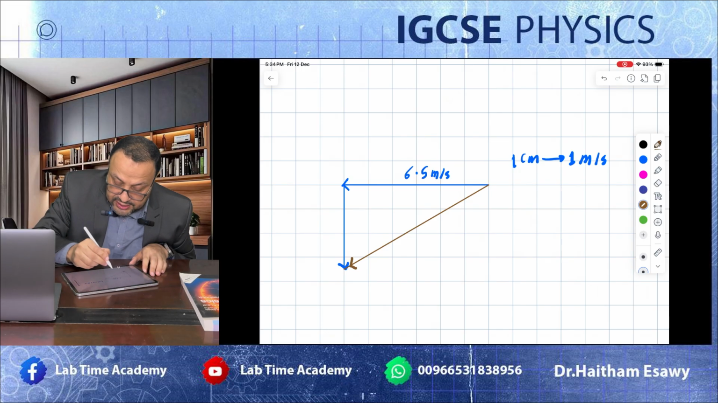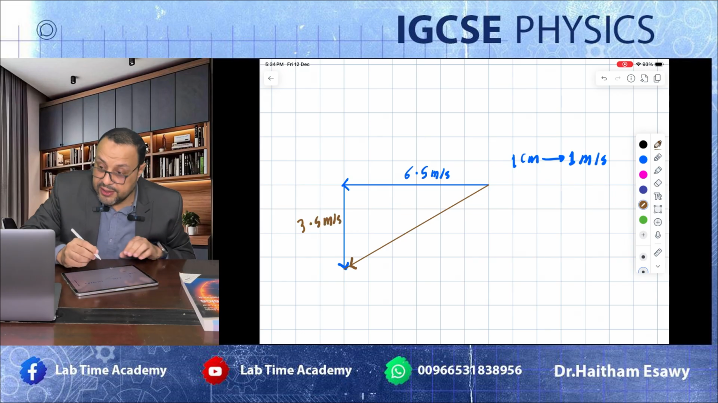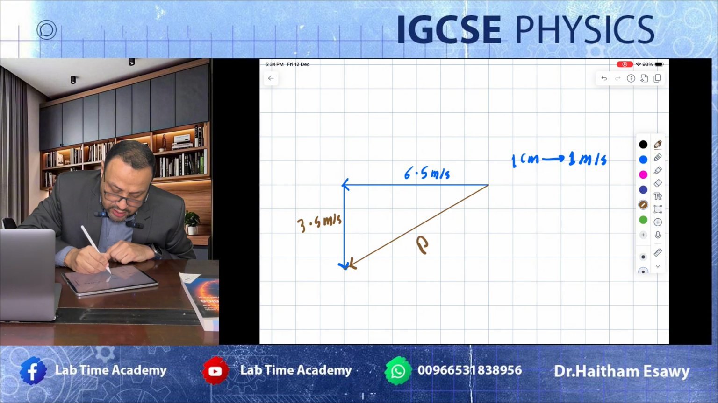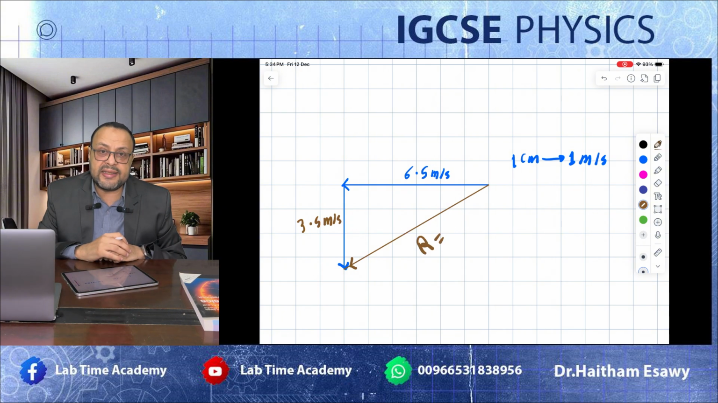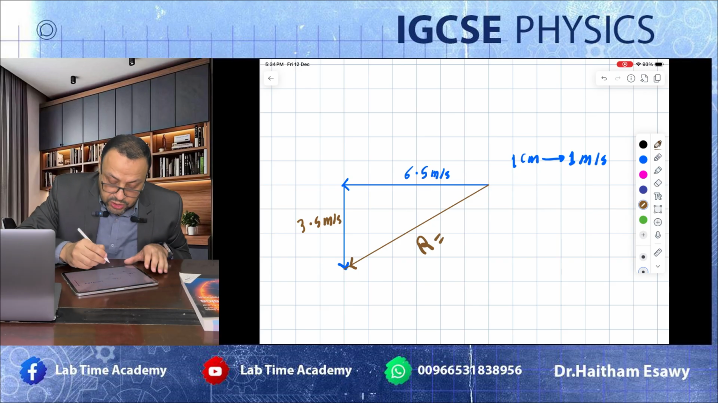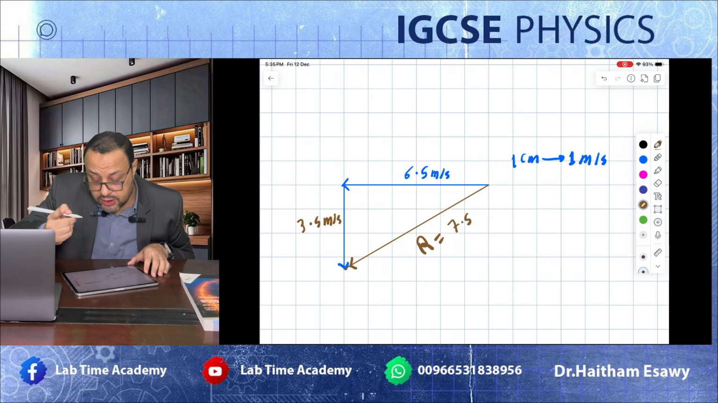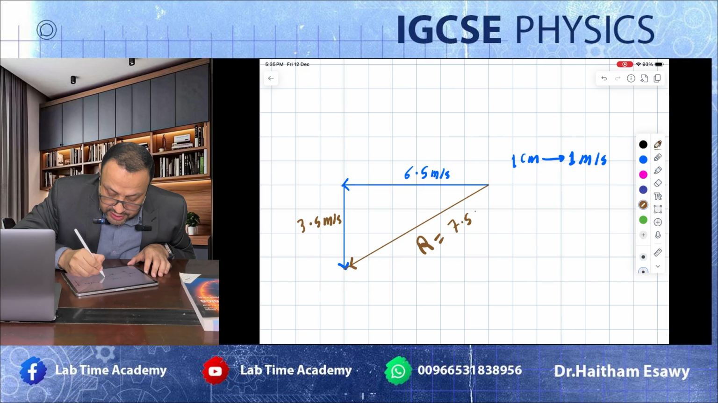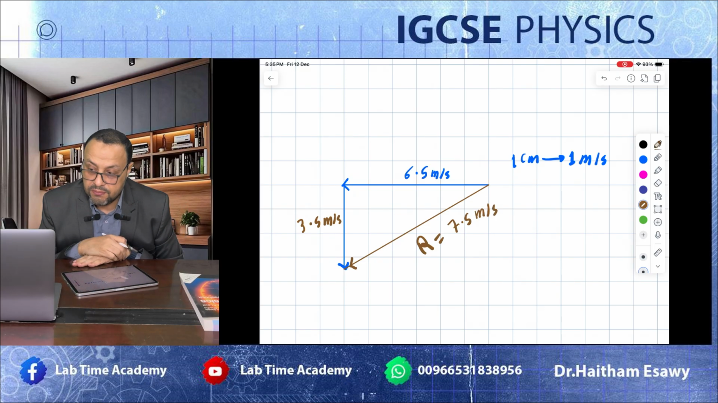So here we have 6.5 and he said 3.5. So we have 3.5 meter per second. This will be the resultant, or I can use a ruler to measure its length. By using the ruler, it will be 7.5 centimeter. That represents also 7.5 meter per second. This will be the resultant.